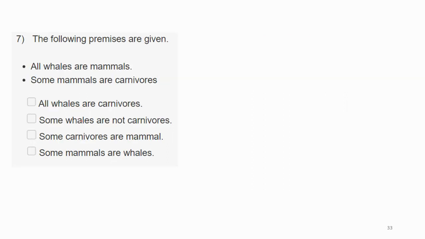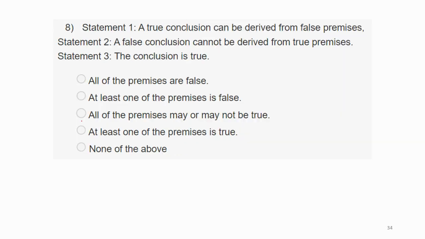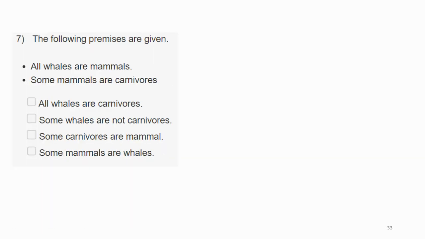Next is the following premises. All whales are mammals and some mammals are carnivorous. Then how do we use the logic? All whales are mammals and some mammals are carnivorous. So then we have to use all and some. Can you please try to solve it on your own? I think based upon the discussion it will be easier.